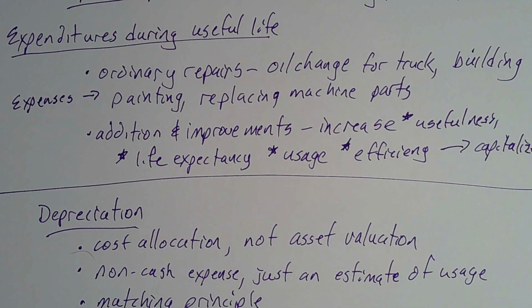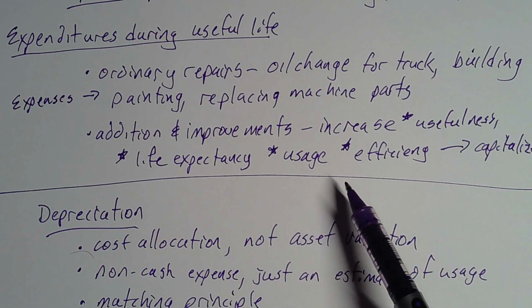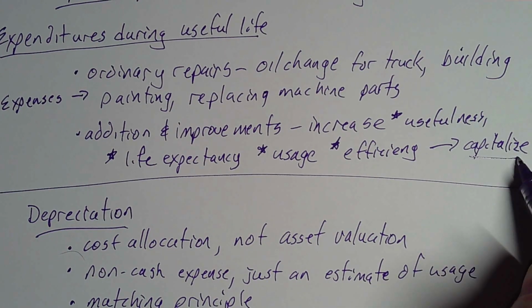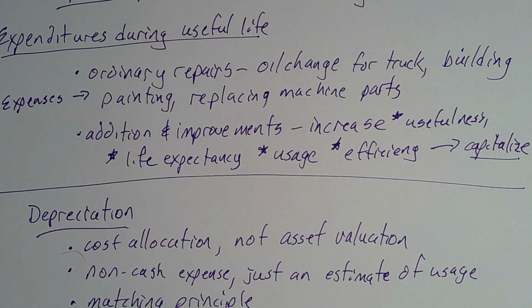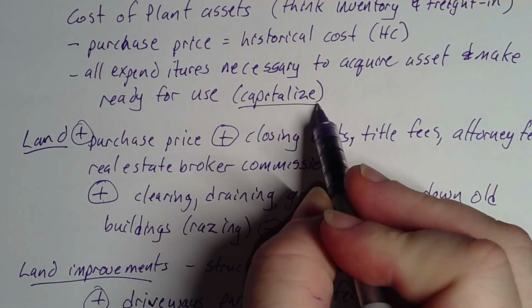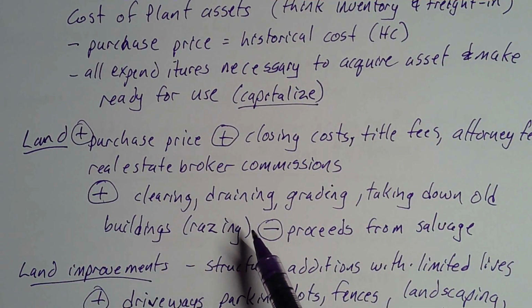However, if we make a significant change to a piece of equipment, in other words, the outcome is that we increase the usefulness, the life expectancy, usage, or efficiency, then we go ahead and, now what is this word, capitalize. All of these costs that we've been talking about, the word we use is capitalize. I actually see that I had put that up here and I forgot to mention it. So for all of these additional costs, we use the word capitalize.